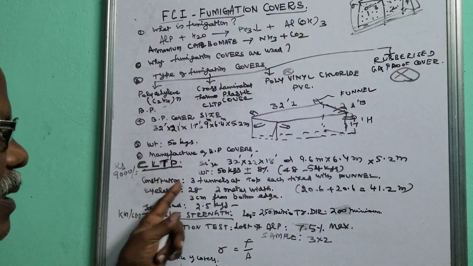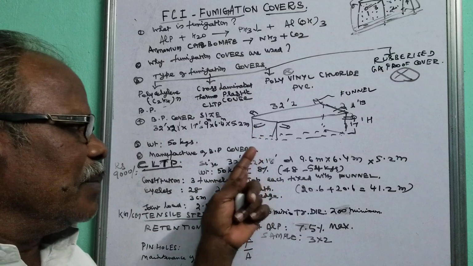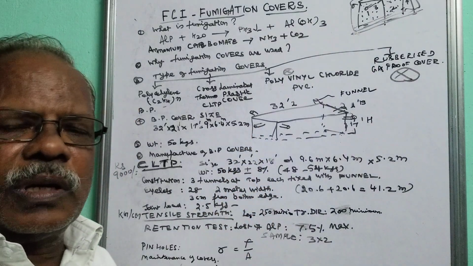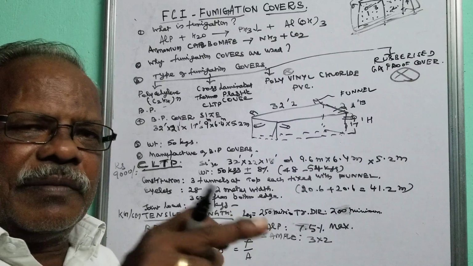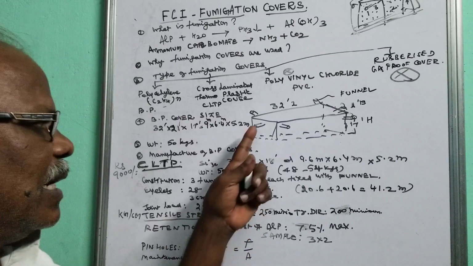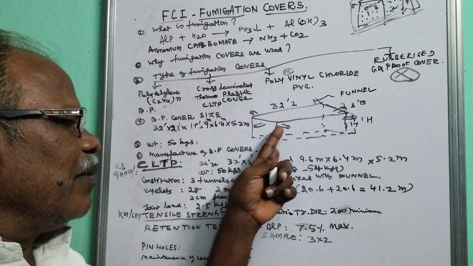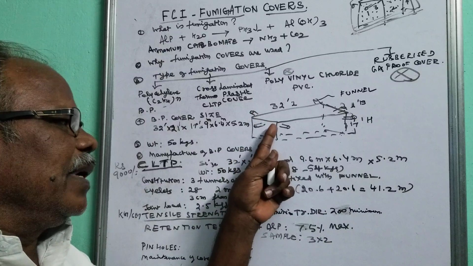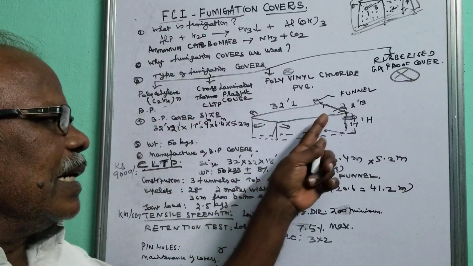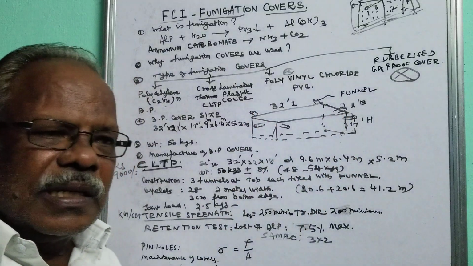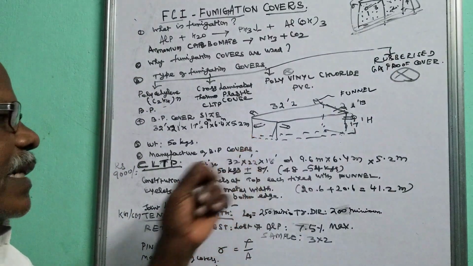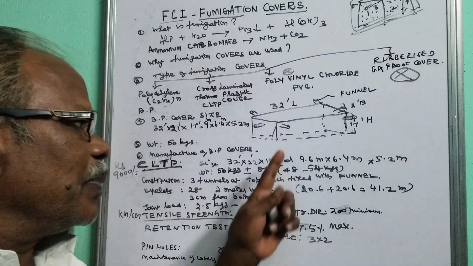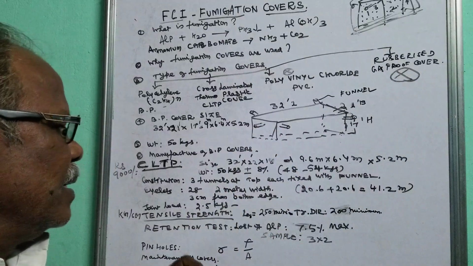And construction: after making the film roll, it will be laminated to the size of the cover. On the top of the cover, on the breadth side, there will be one funnel in the center, and on the side there will be two funnels. Like that, on the other side also there will be three funnels. This is to avoid the ballooning effect, and also this provision has been made for aeration purposes.